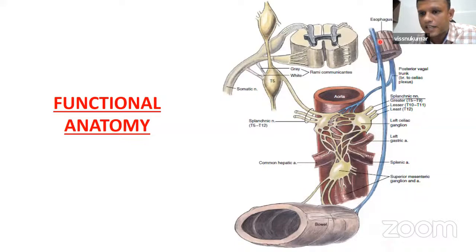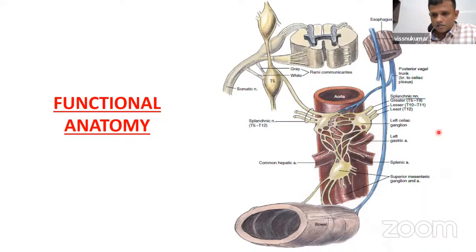So what is the role of the sympathetic fibers? The sympathetic fibers contract the sphincters, relax the smooth muscle, and inhibit the secretion. The sympathetic fibers also carry the nociceptive information from the upper abdominal viscera. Whereas the parasympathetic fibers, mainly from the anterior and posterior vagal trunk through their branches of the vagus, directly innervate the viscera, which helps in visceral motility and the secretions.